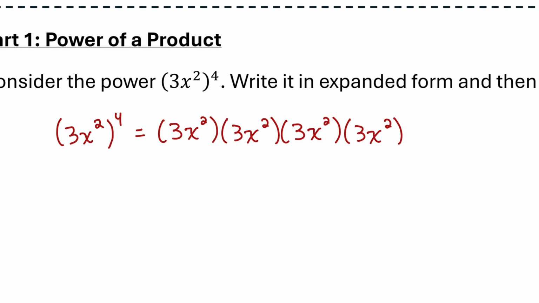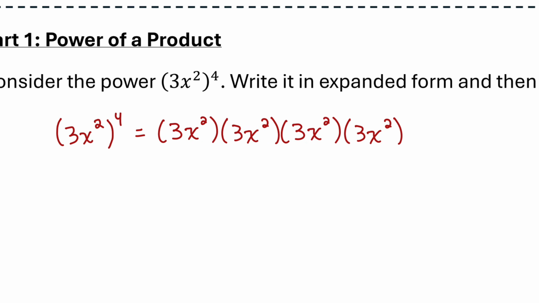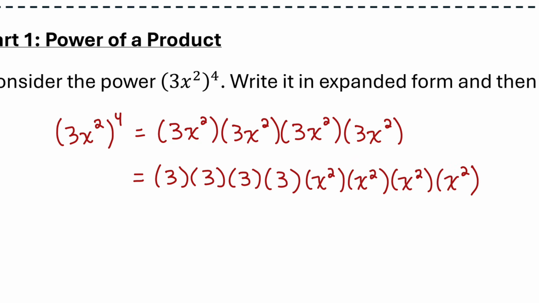And then to simplify this, I'm going to reorder the multiplication using the commutative property of multiplication. The order I multiply all of these factors in does not matter. So I'm going to multiply all of the constant factors of 3 together first, and then multiply all the variable factors of x squared together. And now notice I have 4 factors of 3 being multiplied together. I could write those as a single power, as 3 to the power of 4. And I also have 4 factors of x squared being multiplied together. So as a single power, that would be x squared to the power of 4.